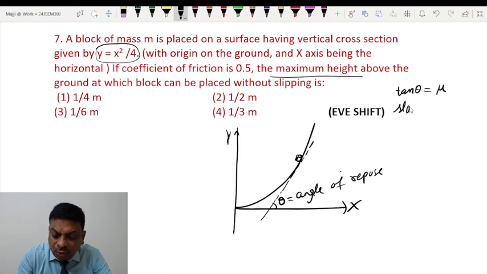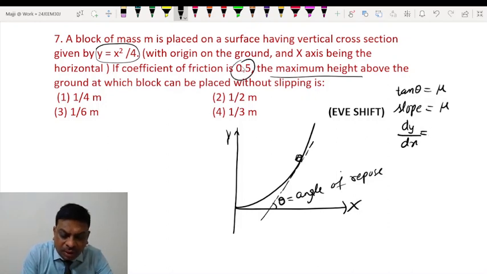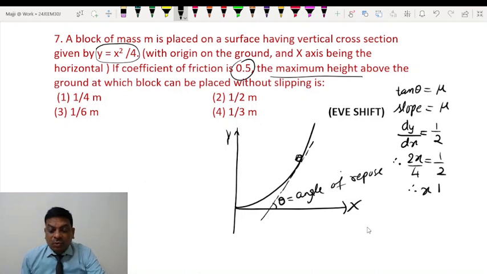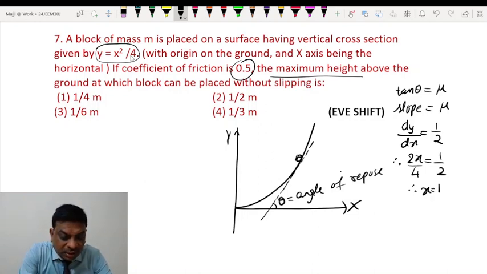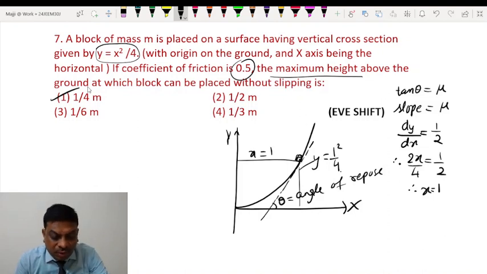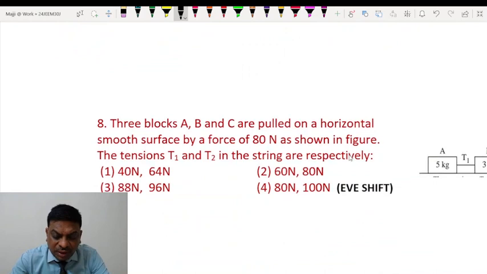But tan theta is equal to slope of the curve student. So slope must be equal to mu. So if slope is dy by dx, so dy by dx is equal to mu. Mu is 0.5. I write it as half. So when you differentiate this, you get 2x by 4 equals half. So x is equal to 1. Okay students. So when you put x equal to 1 here, you get y is 1 by 4. Because in this point, if you are getting x equal to 1, y will be x square by 4. So 1 square by 4. So 1 by 4. We go with option 1 by 4. Right students?